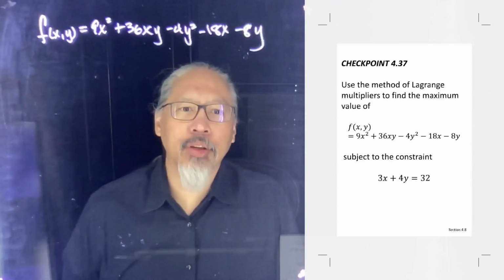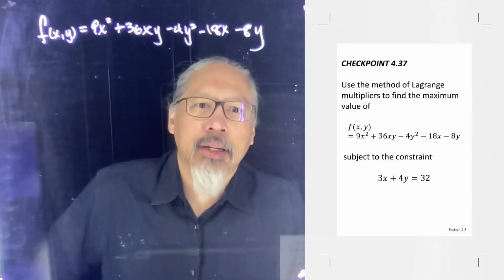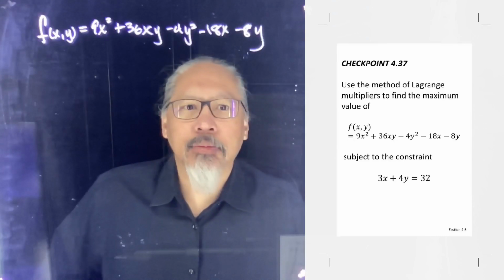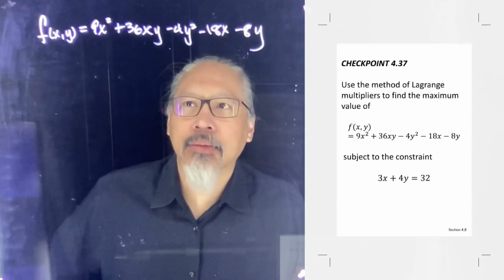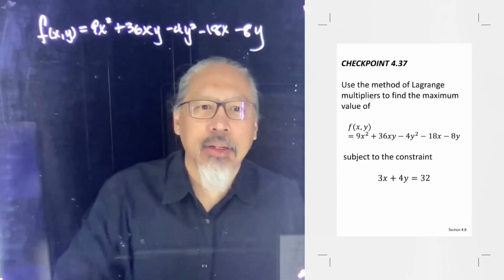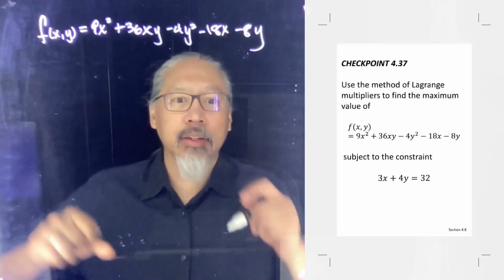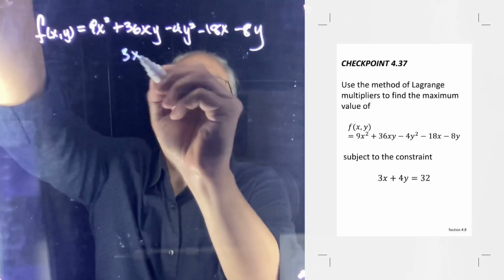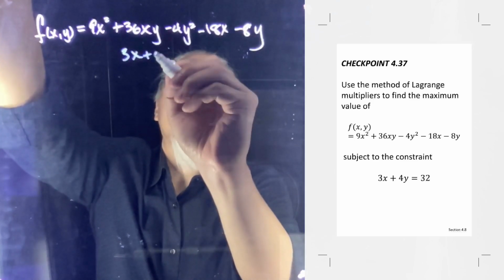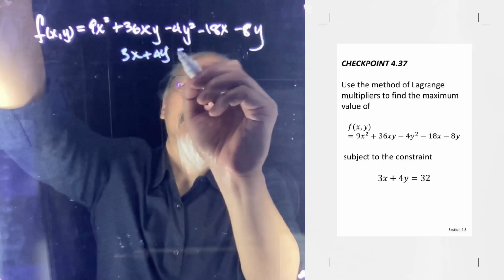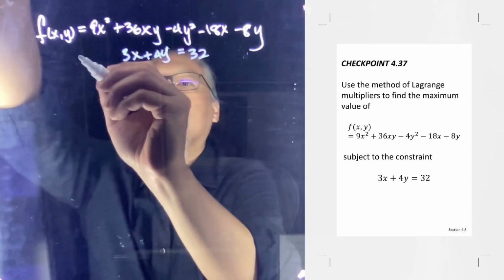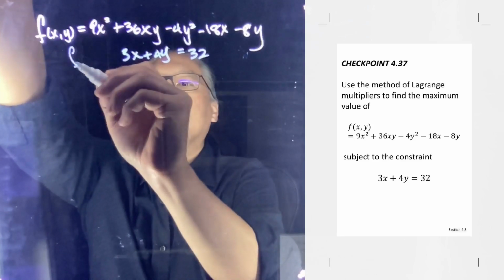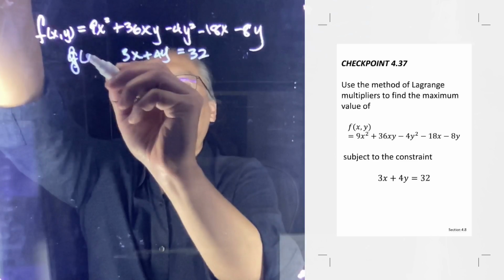We're doing checkpoint 4.37, and here they want us to use the Lagrange multiplier method to find the maximum value of this function, subject to the constraint. The constraint is going to be 3x plus 4y equals 32, and we can refer to this as g of x, y.